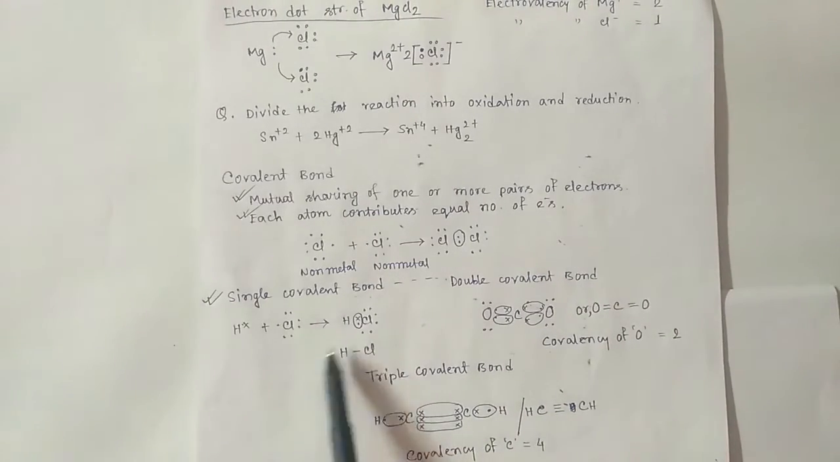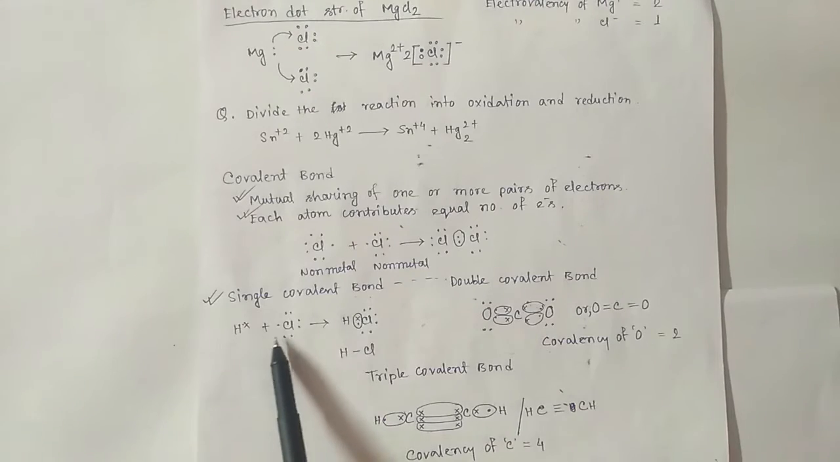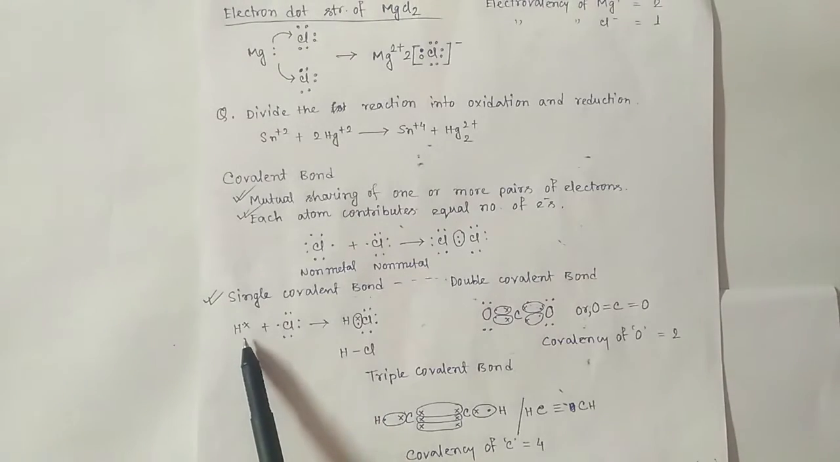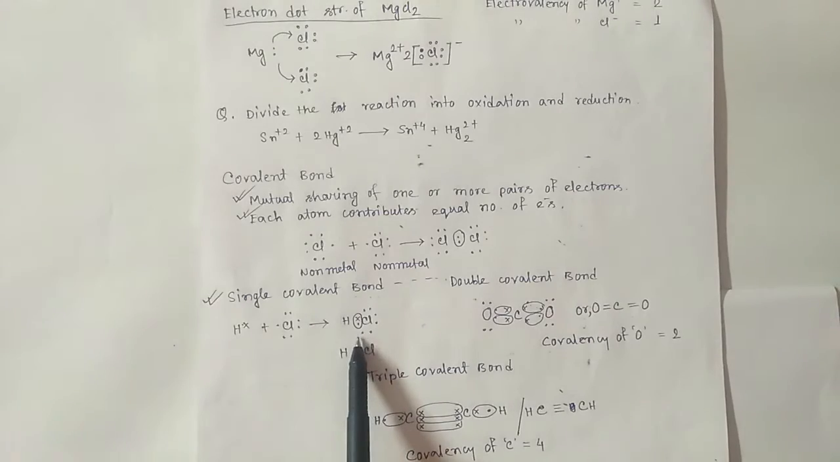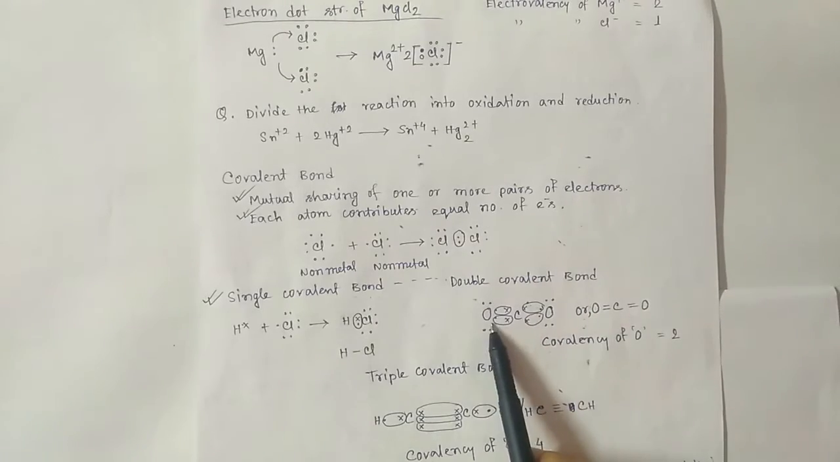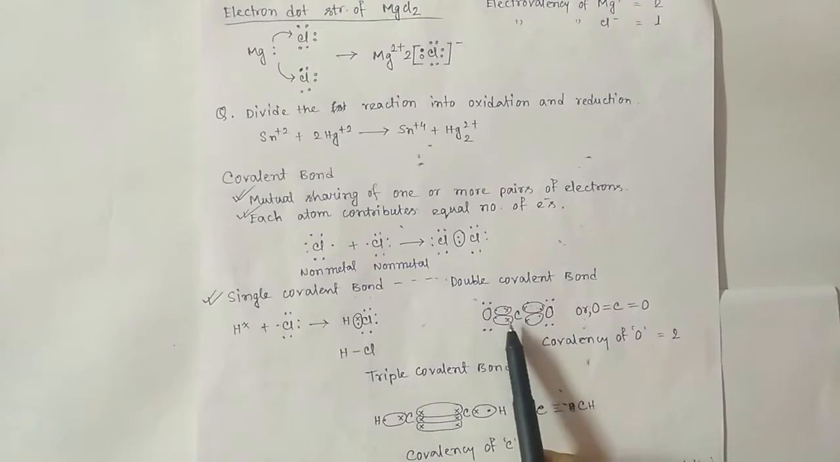So what is a single covalent bond? Let's take an example of HCl, where hydrogen has one electron in its outermost shell, and chlorine has 7 electrons in its outermost shell, and hydrogen and chlorine come together and form a covalent bond between them, and thus we produce HCl. Similarly, consider carbon and oxygen, where oxygen has 6 electrons in its outermost shell and carbon has 4 electrons in its outermost shell, and thus they come together and form a covalent bond between them.